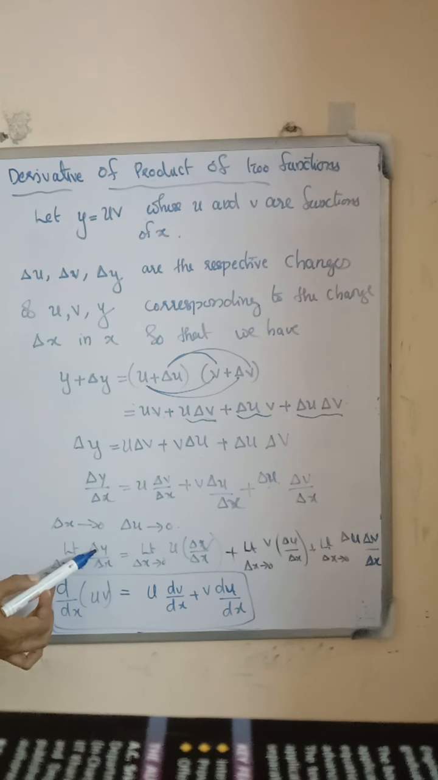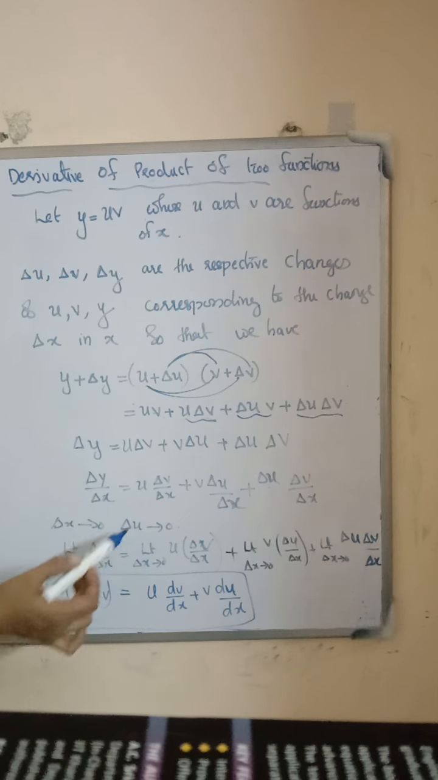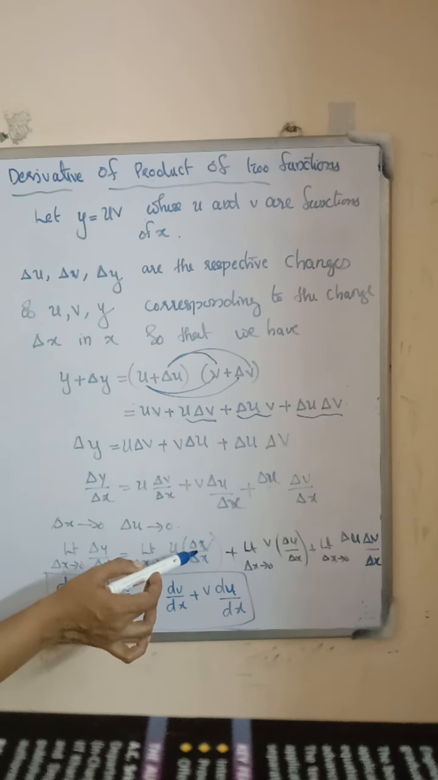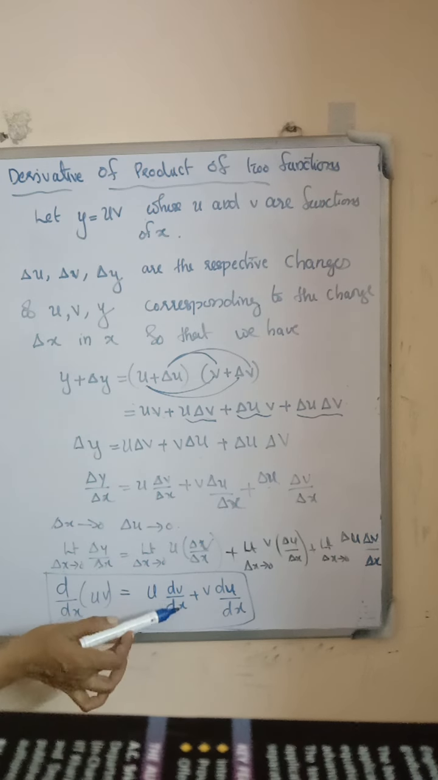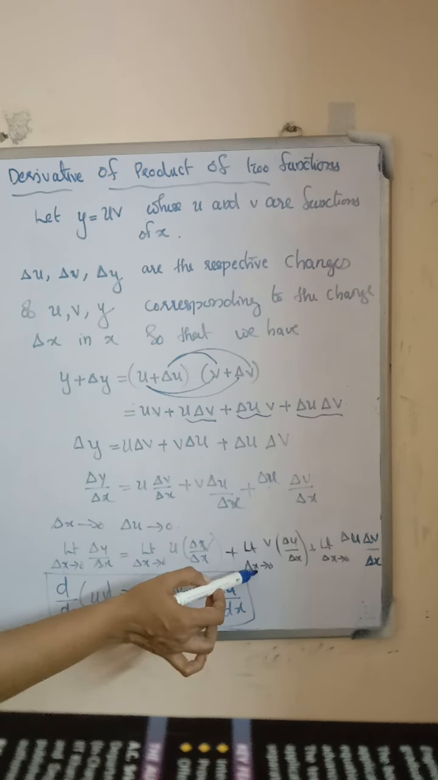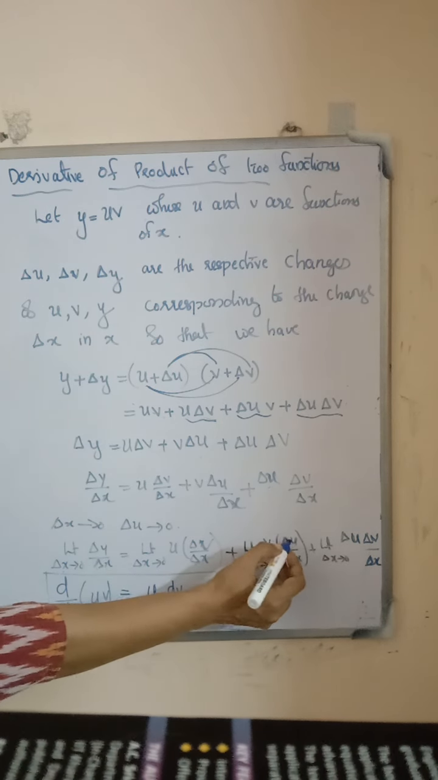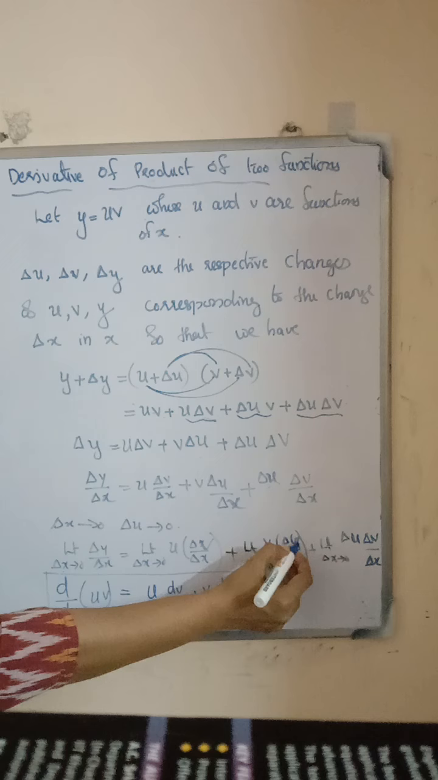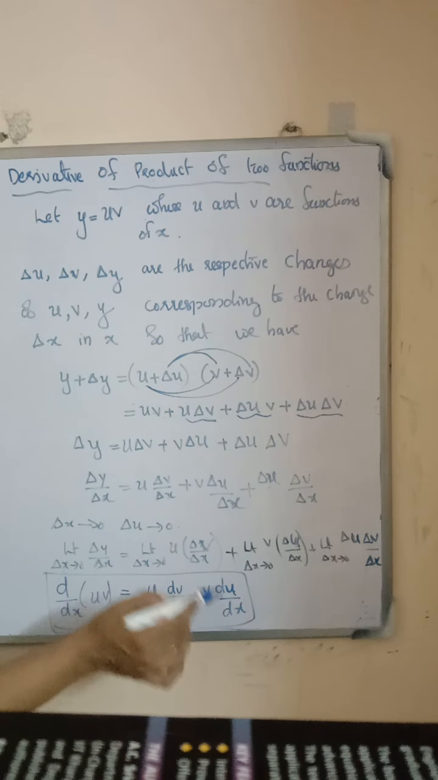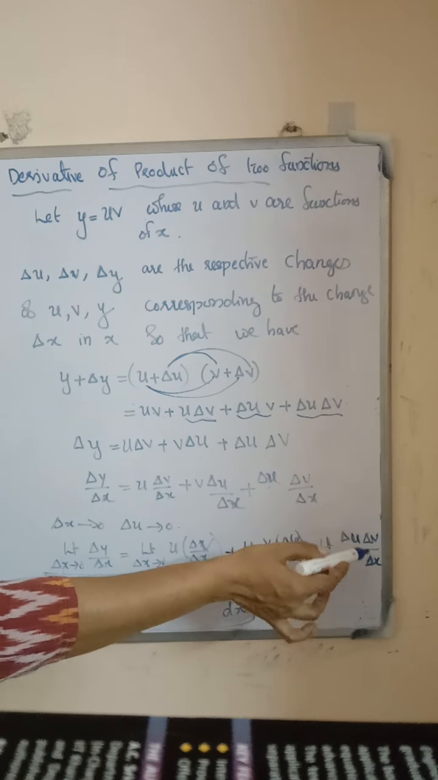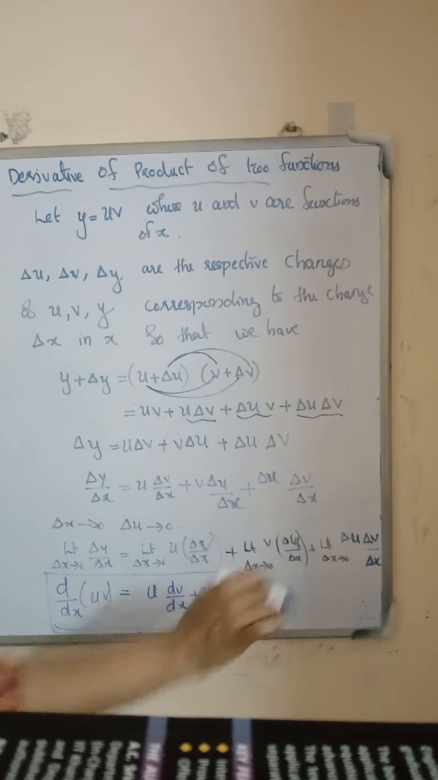This small change in y with respect to change in x is the derivative of y. Derivative of y is d by dx of uv. That is equal to, limit delta x tends to 0, delta v by delta x, that is dv by dx. Here limit delta x tends to 0, delta u by delta x, that is du by dx. Here delta x tends to 0, delta u also tends to 0, so the third term becomes 0.